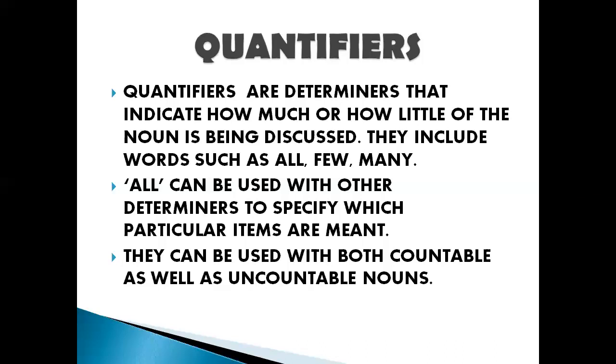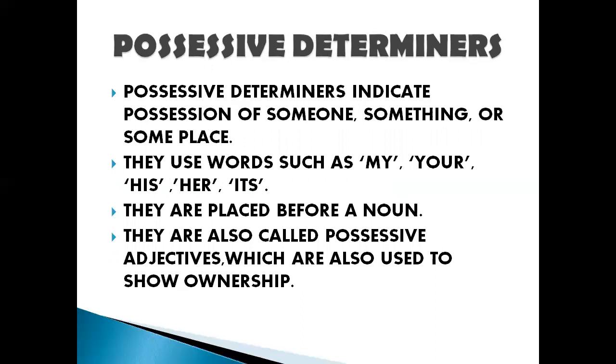Now let's see what are possessive determiners. Possessive determiners indicate possession of someone, something, or some place. Possessive determiners are words such as my, your, his, her, its. Possessive determiners are always placed before a noun. Possessive determiners are also called possessive adjectives, which are also used to show ownership.